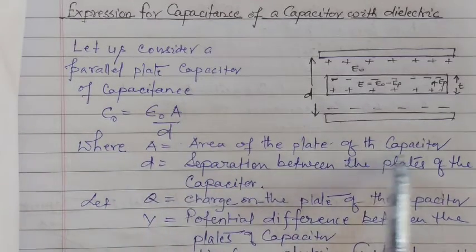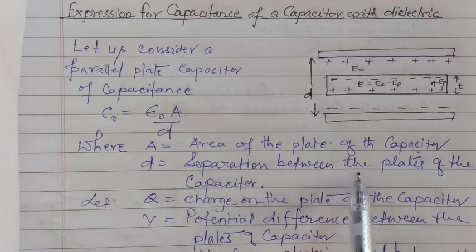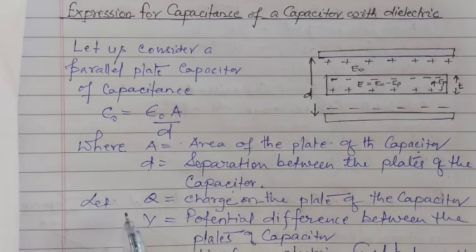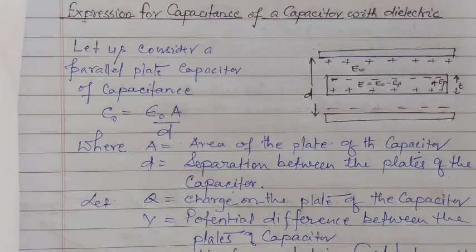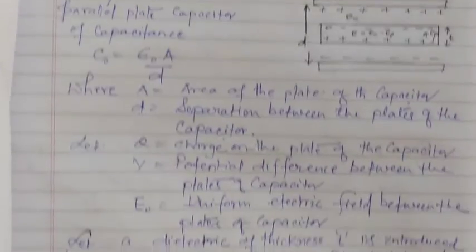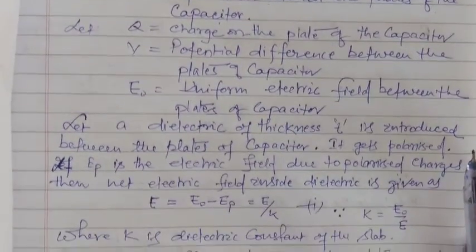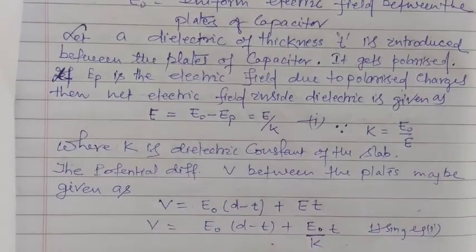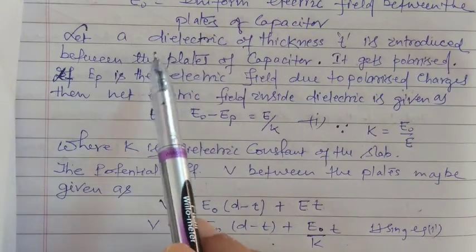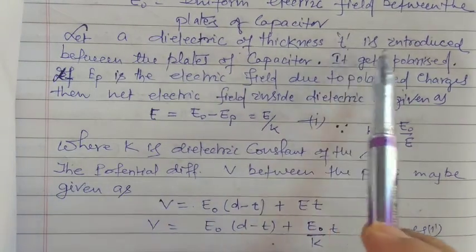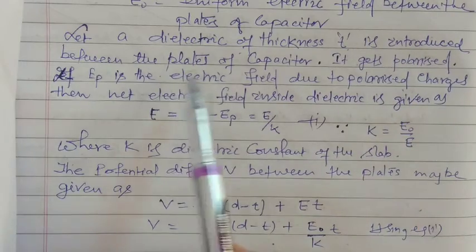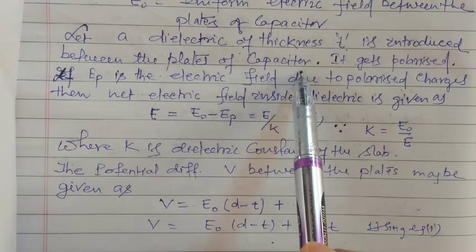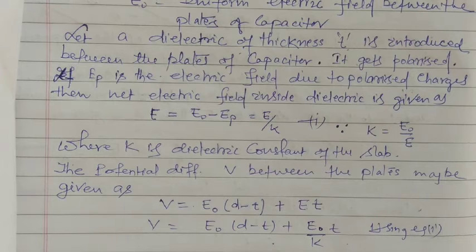where A is the area of the plate of the capacitor and D is the separation between the plates. Let Q be the charge on the plates of the capacitor and V the potential difference between the plates. Let a dielectric of thickness T be introduced between the plates of the capacitor. So here the dielectric is in between the plates of the capacitor where there is a uniform electric field.